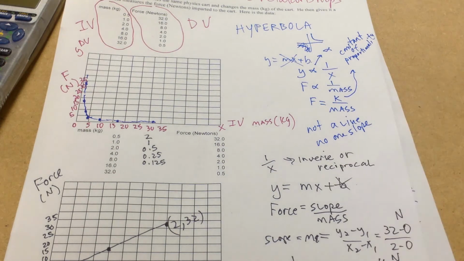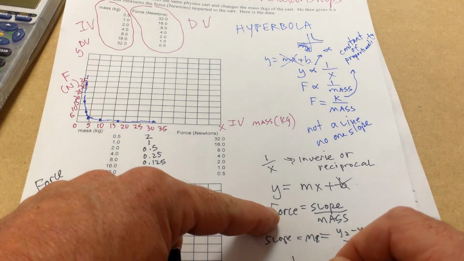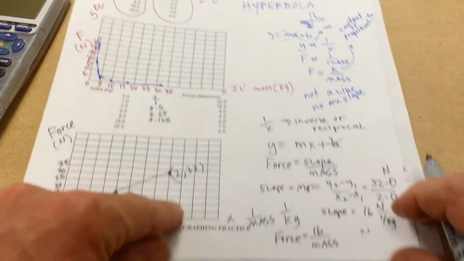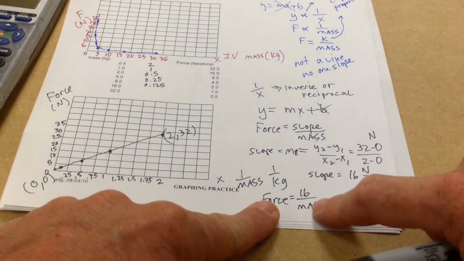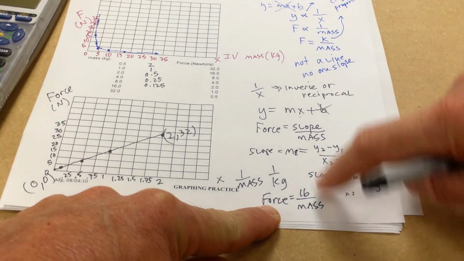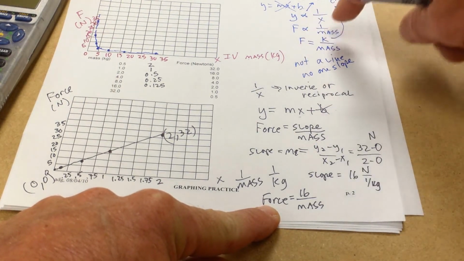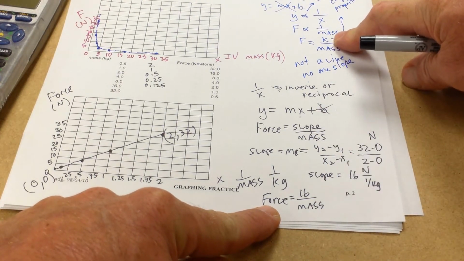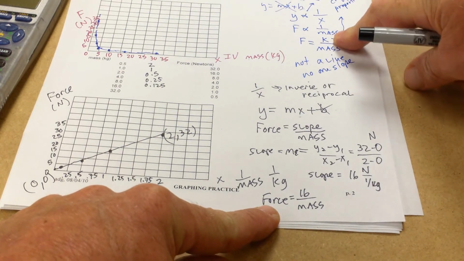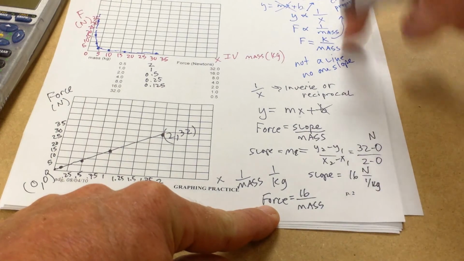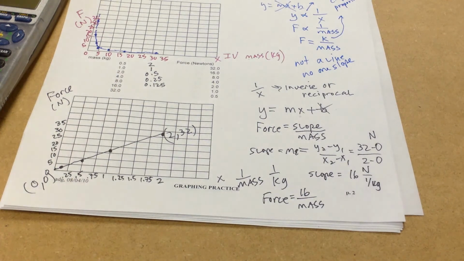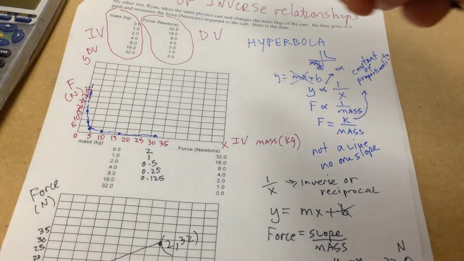We can then use y equals mx plus b. We can now get the equation. So my equation now is force equals my slope, 16, over my mass. Notice that that's the same type of equation we had here, right? We had force equals k over mass. Well, that 16 represents the k, the constant of proportionality. And so here we're able to find the slope, which represents that constant. And this is a great thing. Again, this is an indirect or inverse relationship. It's a pretty common relationship we see in physics.